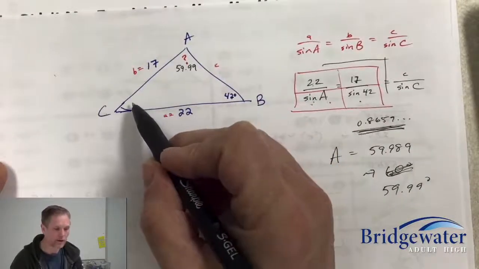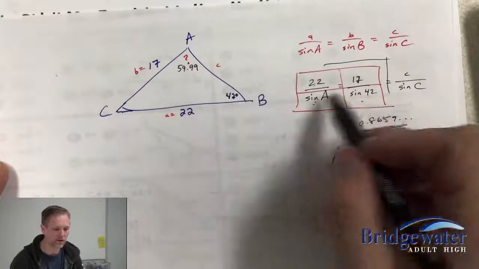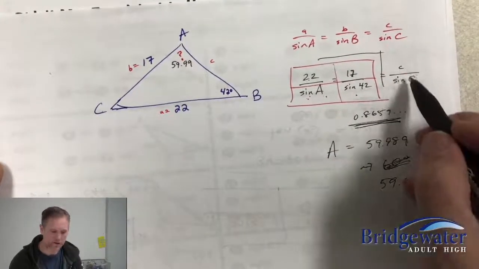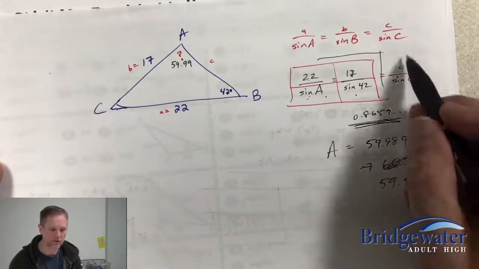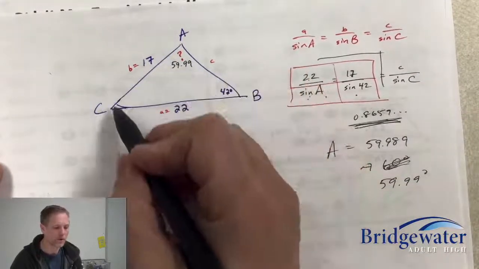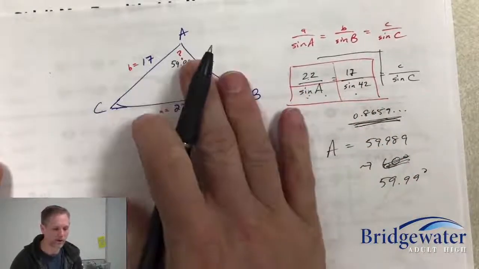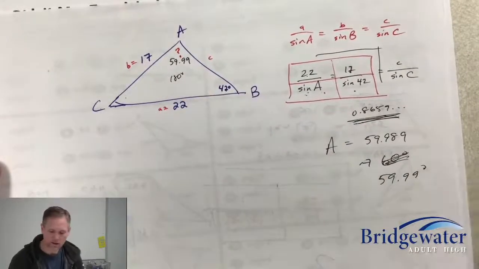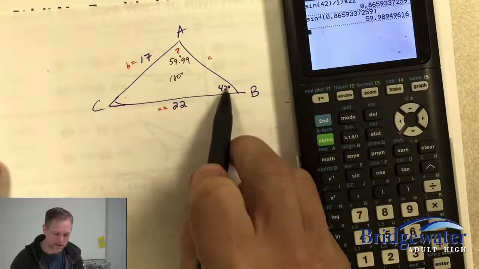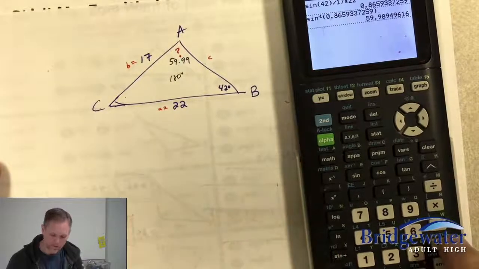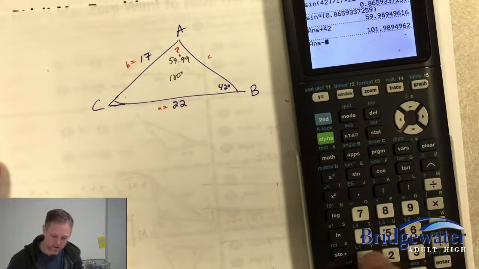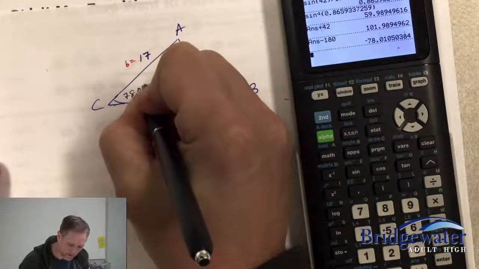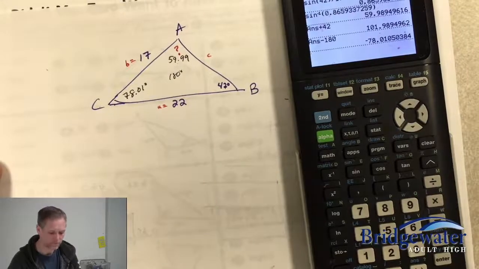Well, now we could actually do the sine law all over again. We'd have a little bit harder time though, because we're missing 2 things in this particular column. But we also know that all angles in triangles, whether they're right angle or not, add up to 180 degrees. So the easy way of figuring out C would be to take that and subtract from 180. So I'm going to add 42 to this, and then subtract from 180 and get 78.01 degrees for C.